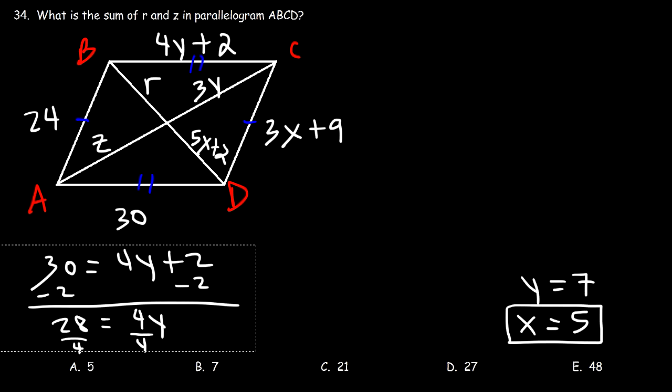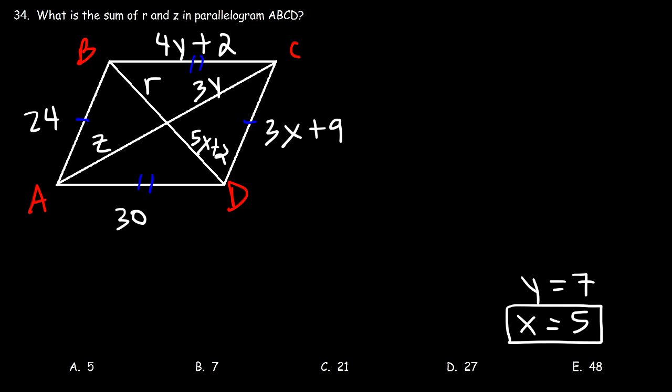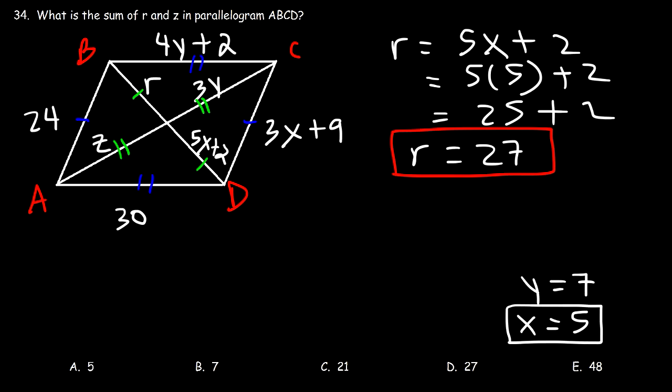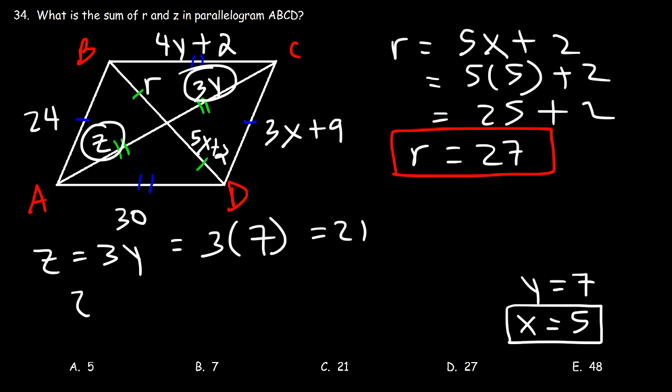So now that we have x and y, we can calculate r and z. The next thing you need to know is that the diagonals bisect each other. So r is equal to 5x plus 2, and z is equal to 3y. Now we have the value of x. X is 5. 5 times 5 is 25. And 25 plus 2 is 27. So r is equal to 27. Now z is equal to 3y, and y is 7. 3 times 7 is 21. So z is equal to 21.